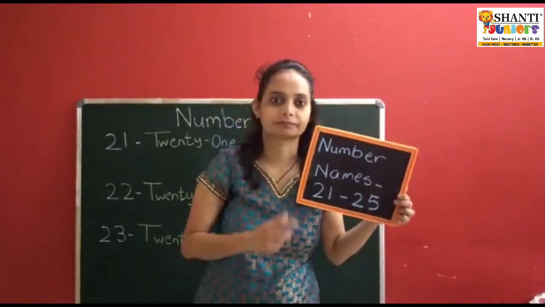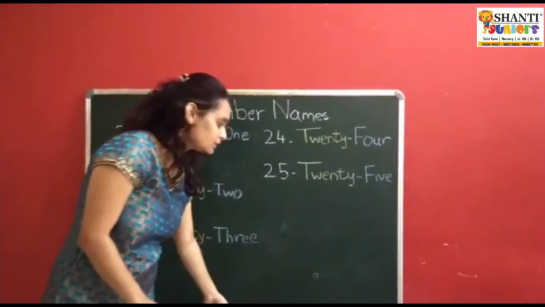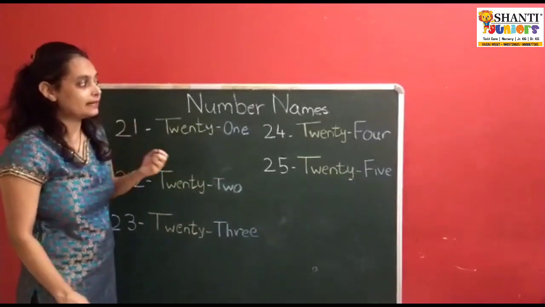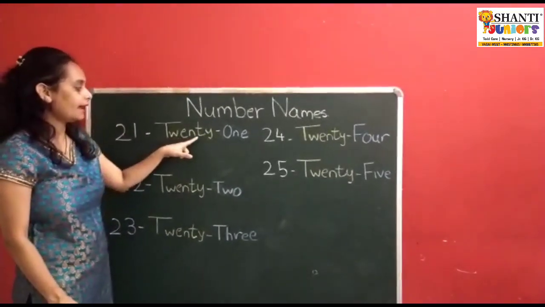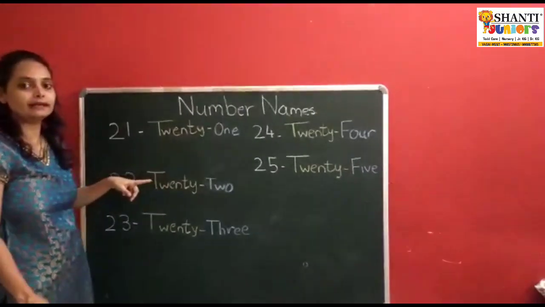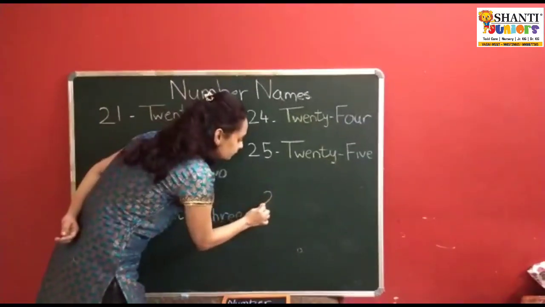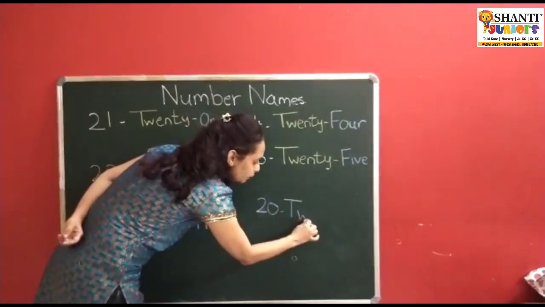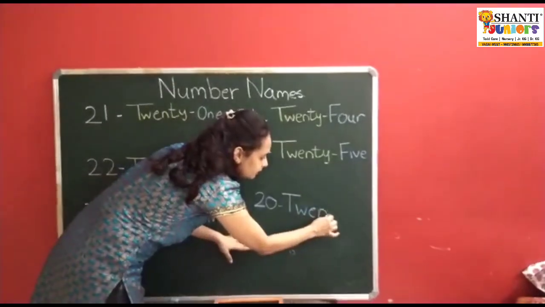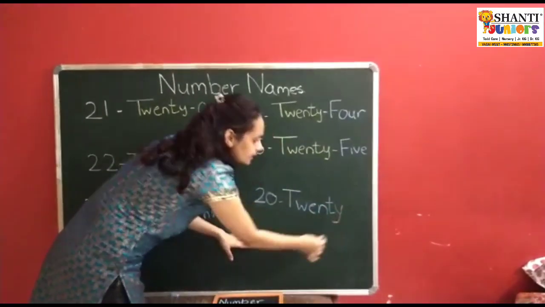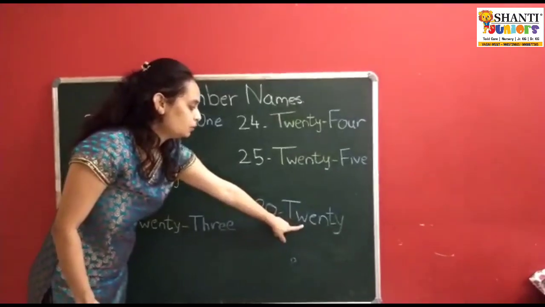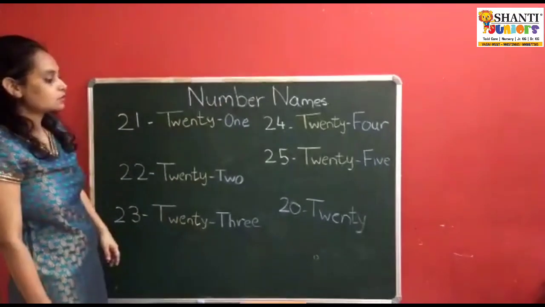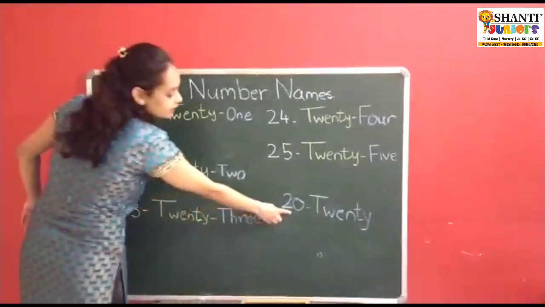Okay, so let's start. Children, as you have practiced the spelling of 20, what is the spelling of 20? T-W-E-N-T-Y. Repeat with me. T-W-E-N-T-Y. 20. Again. T-W-E-N-T-Y. It becomes 20. So children, this is the spelling of 20.